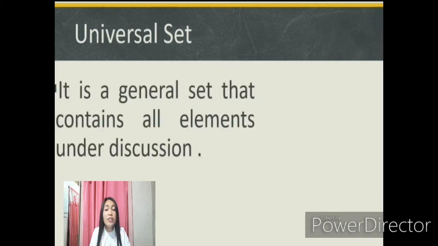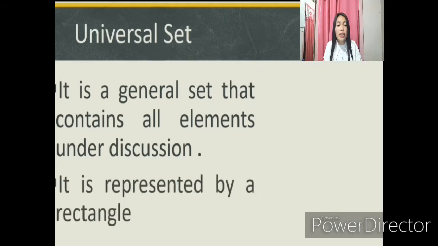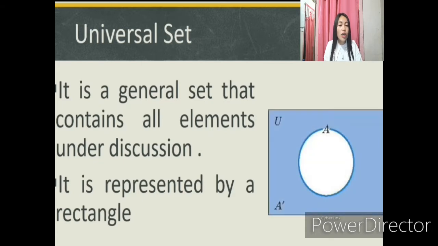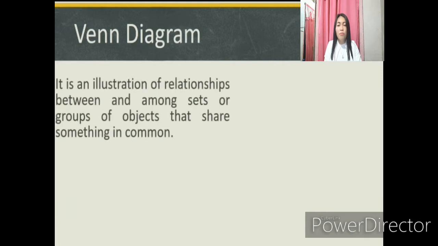What is a universal set? It is a general set that contains all elements under discussion. It is usually represented by a rectangle. As you can see in the drawing, the shaded part or the blue part is what you call as the universal set.